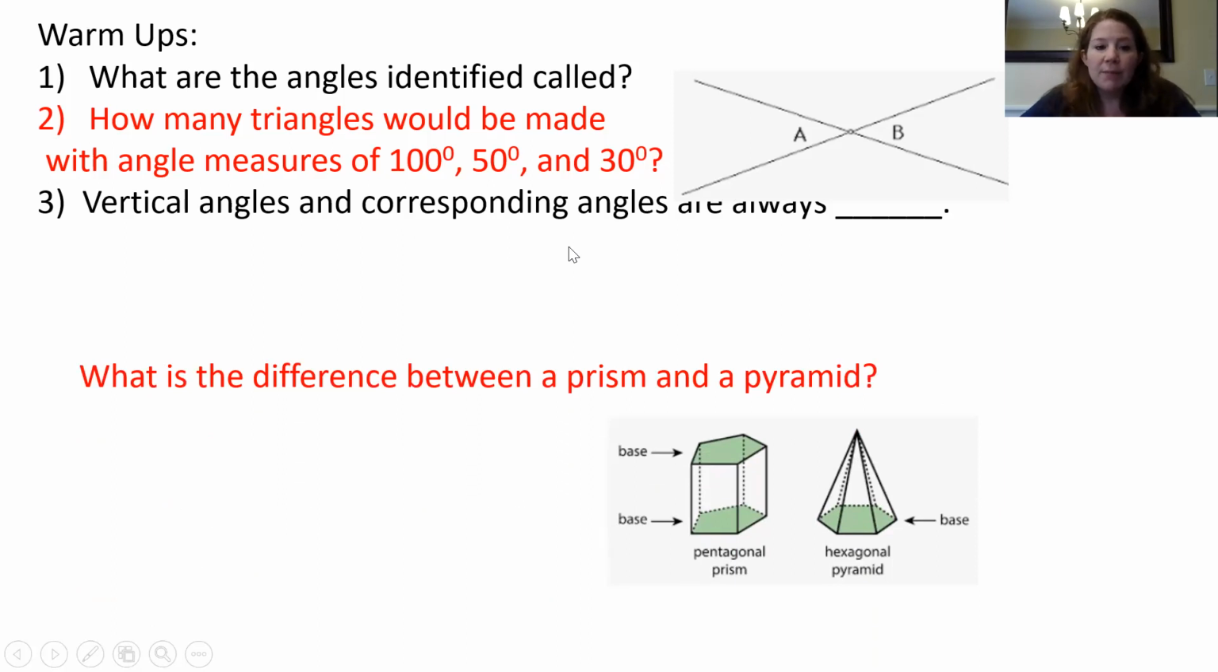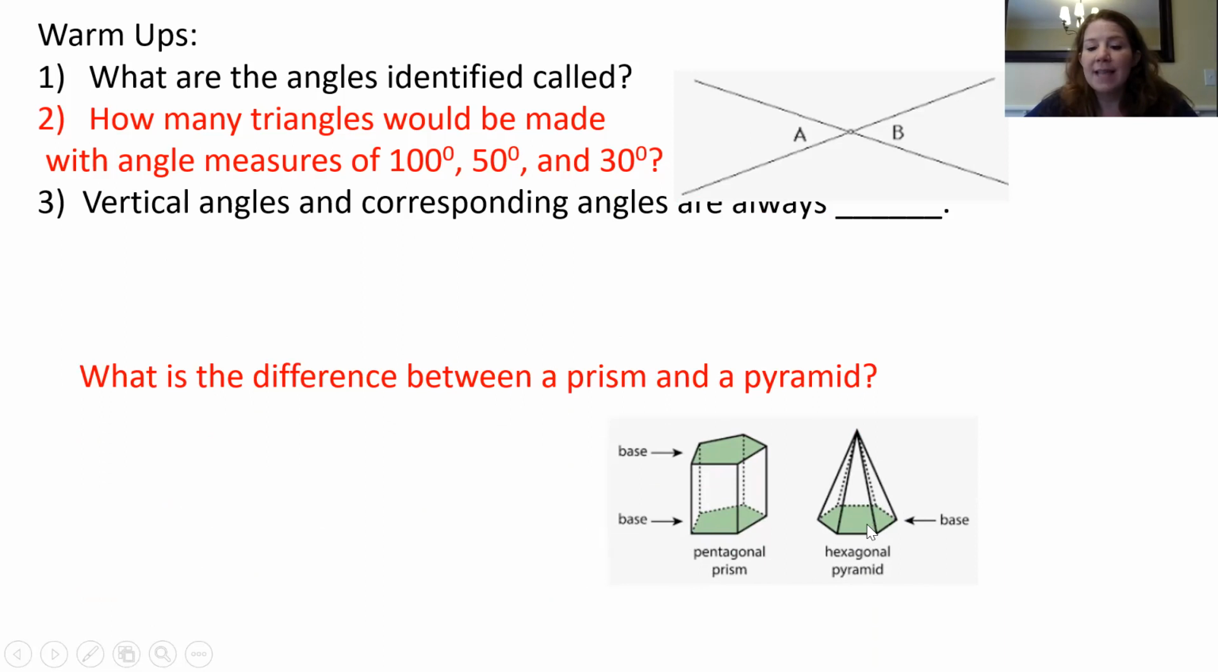So today we're going to look at three-dimensional figures. So what's the difference between a prism and a pyramid? Here our picture shows us that prisms have 2 bases and a pyramid has 1 base. And whatever that base is, that's part of our name.